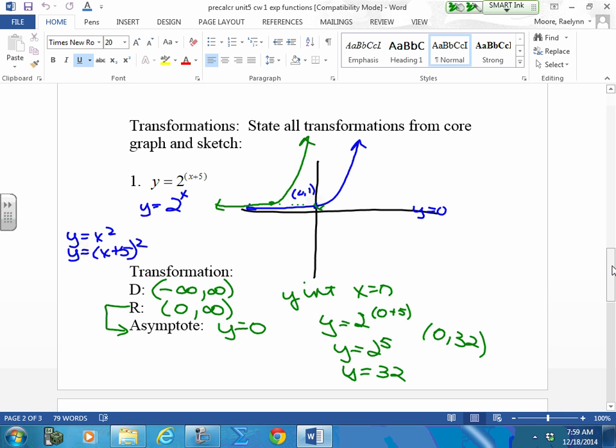Can you also confirm this on your calculator? Absolutely. The transformations, remember, try to do your transformations without your calculator. What happens when the transformation is outside of that x? Is everybody okay with this? No, what you get 32? We substituted in x of 0 because I want to see where does it intercept my y-axis. So when x is 0, then this becomes 2 to the 5th. 2 to the 5th is 32. Put in 2 raised to the 5.